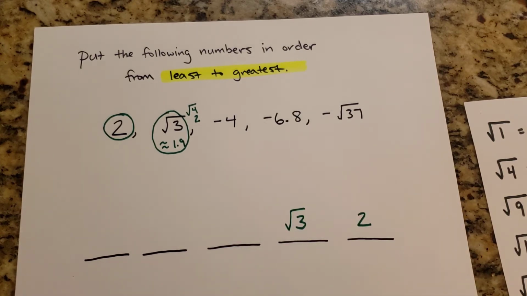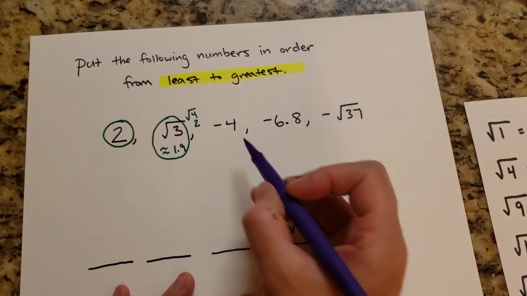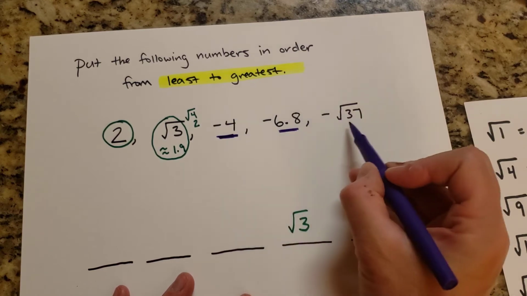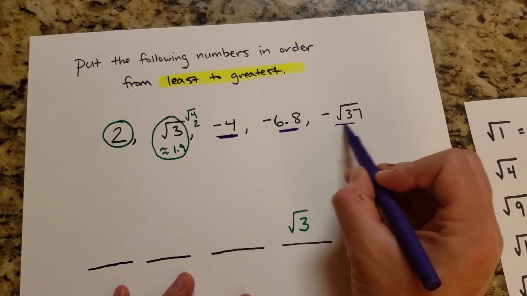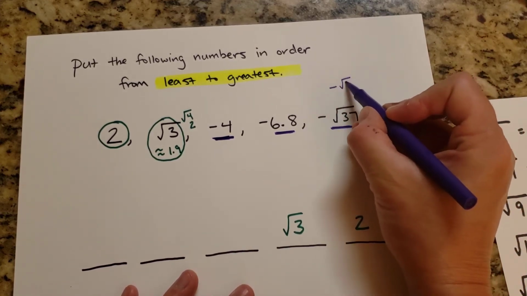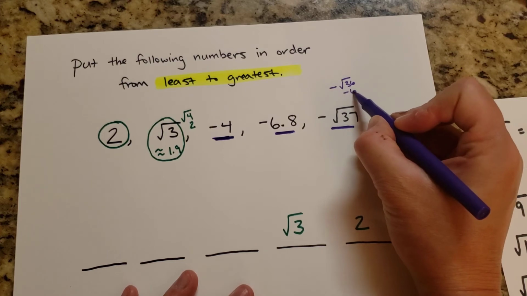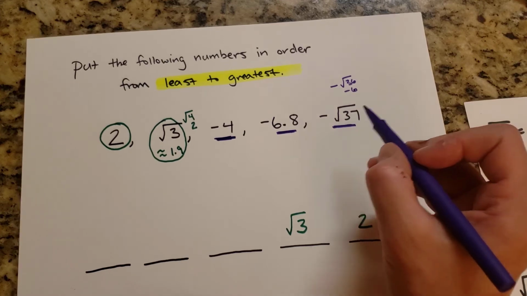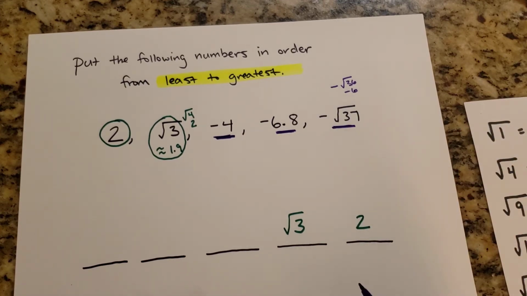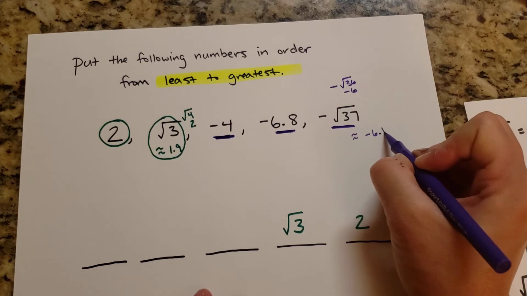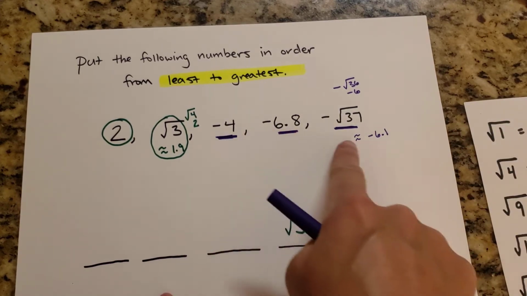So I'm just going to do a little approximating on this one. I know exactly what this one is. I know exactly what this one is. But I need to figure out about what this is. So I know that negative square root of 36 is exactly negative 6. And this is negative square root of 37. So this is probably going to be a little bit bigger than negative 6. So maybe approximately negative 6.1. But that's going to help me with these.